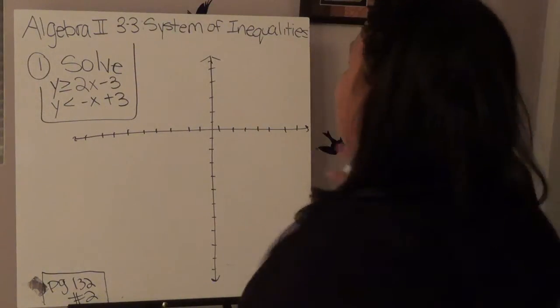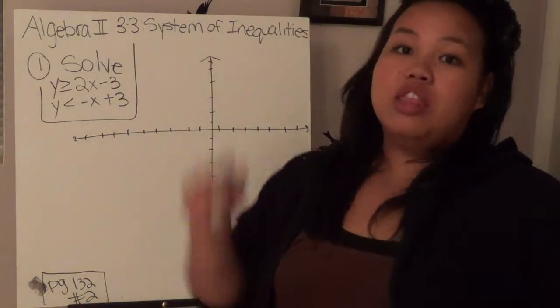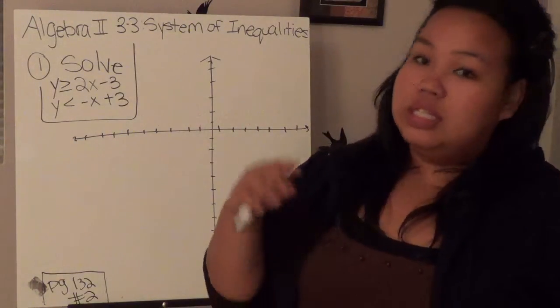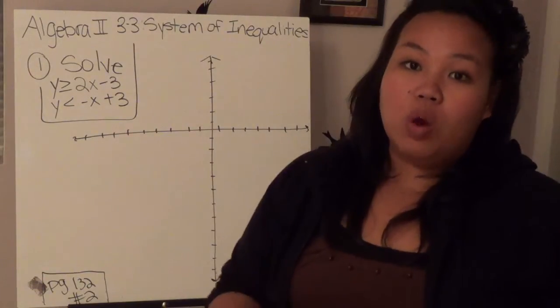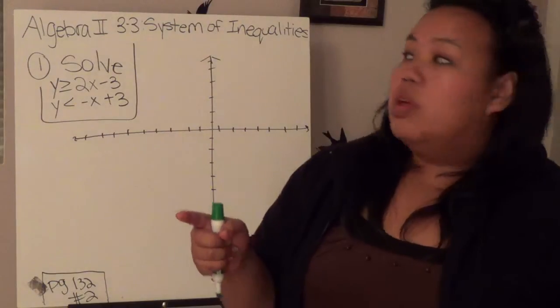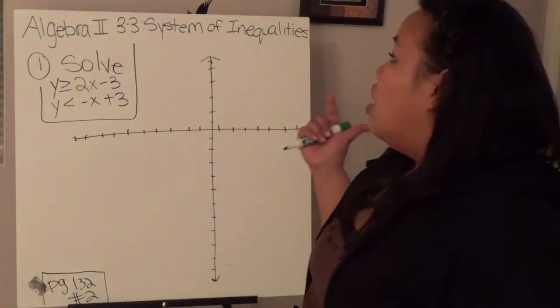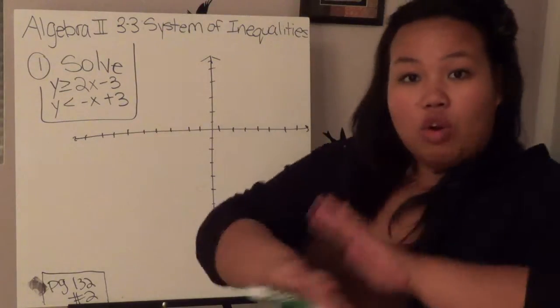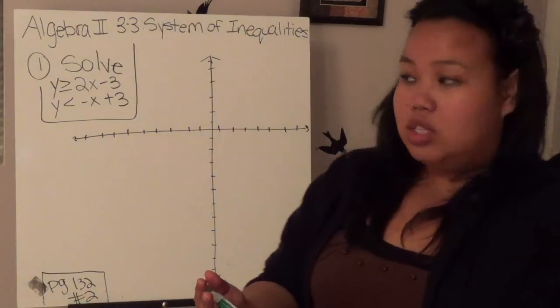Algebra 2, section 3.3 is systems of inequalities. So you remember when you had to graph a line and then you had to shade? Well, this is the same thing, but just like we're working with the term system, it means more than one. So you're going to be shading more than one thing, which can get a little bit confusing, but if you do it correctly, then you have shades that overlap. And wherever your shading overlaps is ultimately your answer.